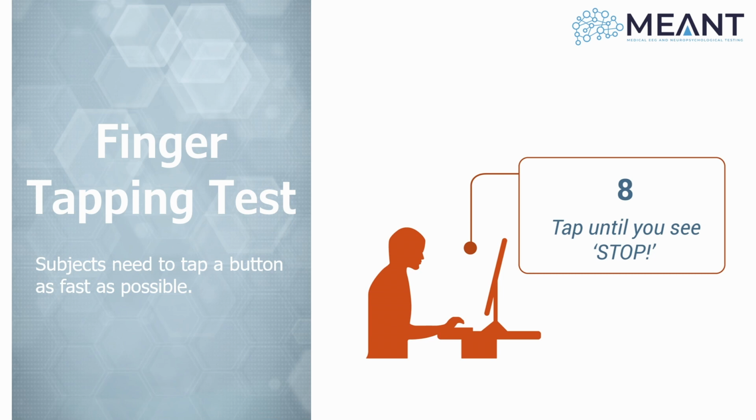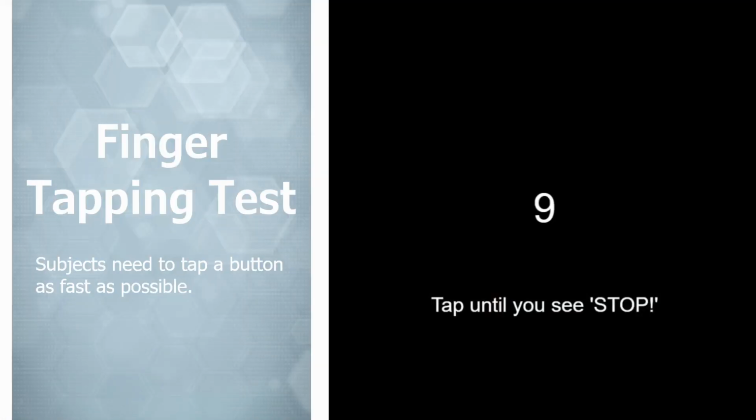Impaired performance on the finger tapping test has been shown for patients suffering from motor dysfunctions as a result from, for example, TBI, Parkinson's disease, or stroke. Let's have a look at the finger tapping test in action. You can see there's a countdown on the screen that counts down from 10 to 0. After that, the subject is instructed to stop tapping.